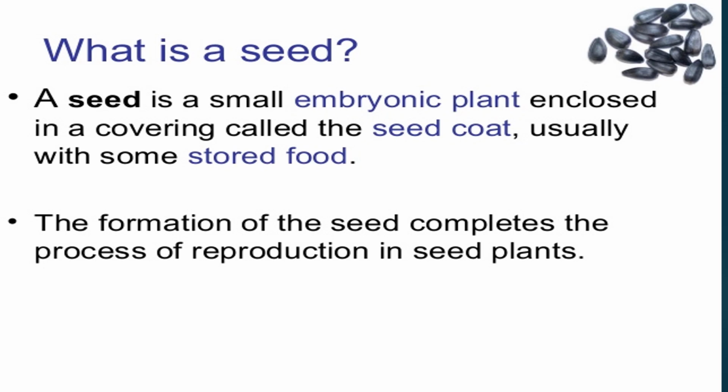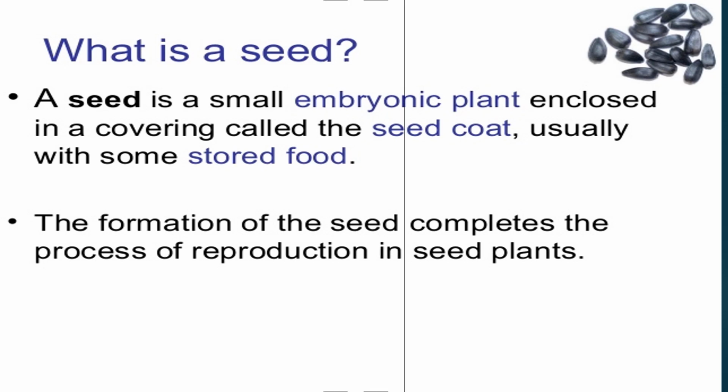That zygote becomes the embryo that is inside the ovule, and the ovule will become the seed. The ovule is inside the ovary, and the ovary will become the fruit. So inside the fruit is the seed, and inside the seed is the embryo or the baby plant. That is why a seed is called a small embryonic plant. The ovary wall will become the fruit wall, and the wall of the ovule will become the seed coat. So the seed is an embryonic plant enclosed inside the seed coat, which is the wall of the ovule.